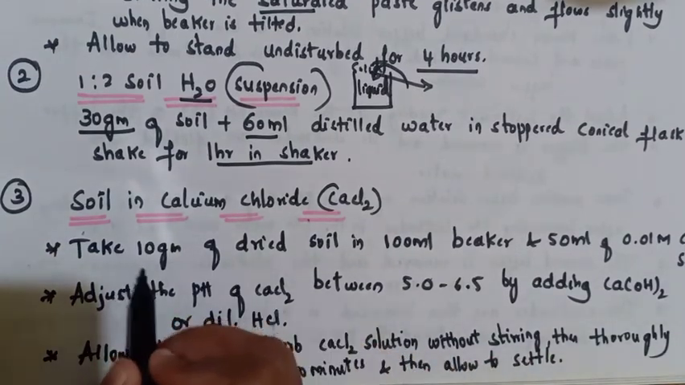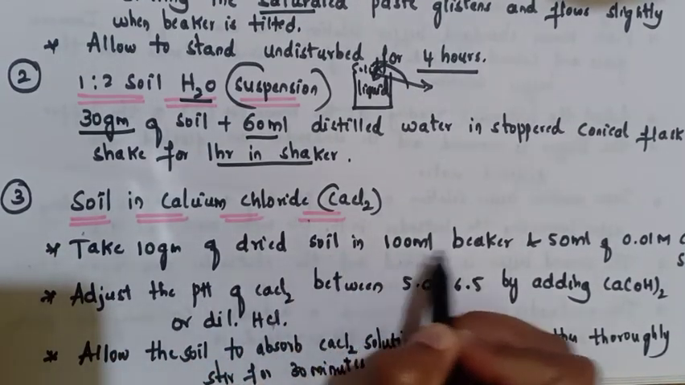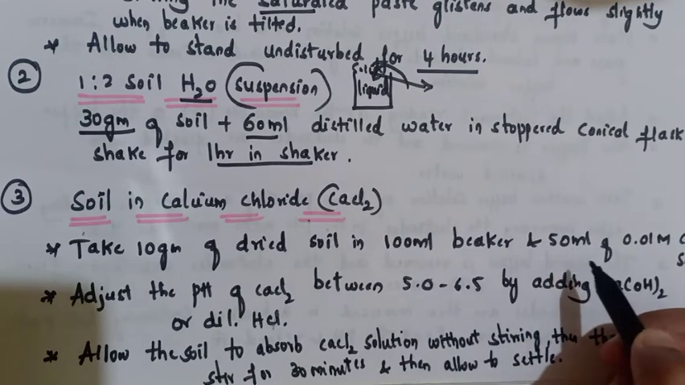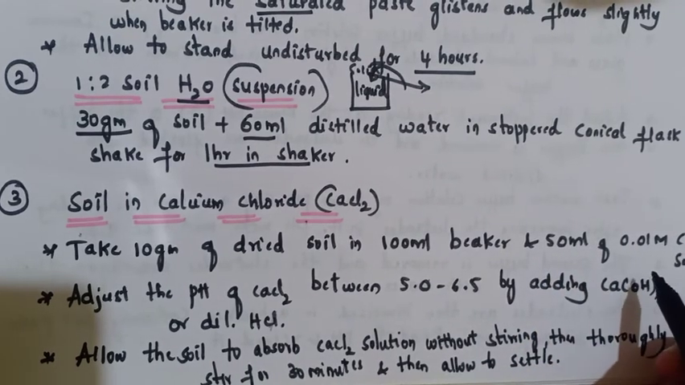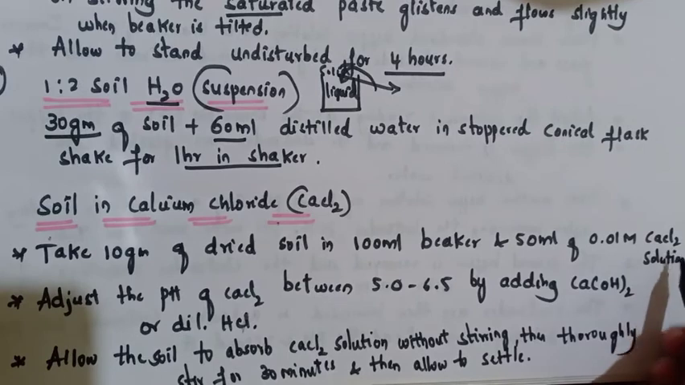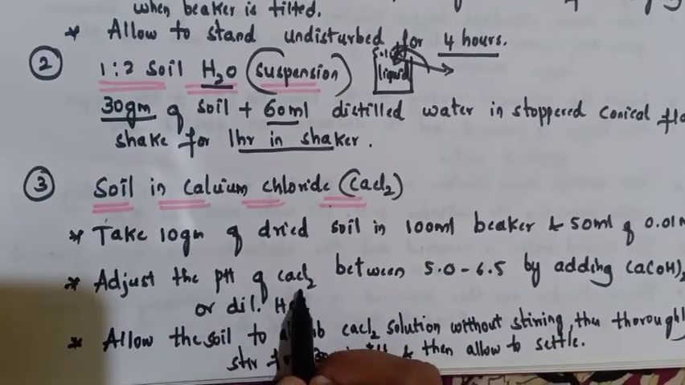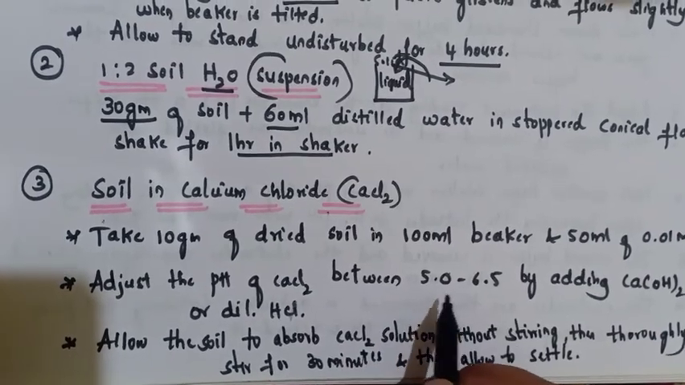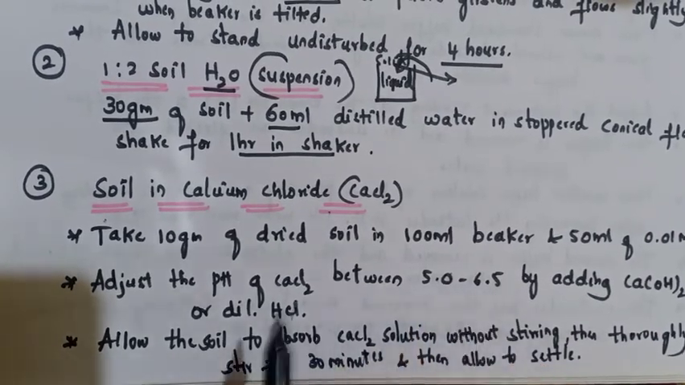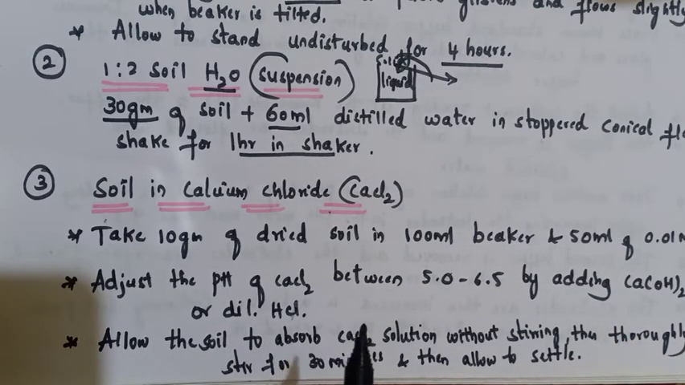Here we have to take 10 grams of dried soil in a 100 ml beaker, and we have to add 50 ml of 0.01 molar CaCl2 solution. Then we have to adjust the pH of the CaCl2 to between 5 and 6.5. How is this pH adjusted? By adding Ca(OH)2 or dilute HCl.